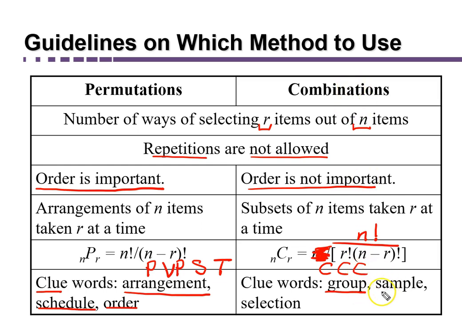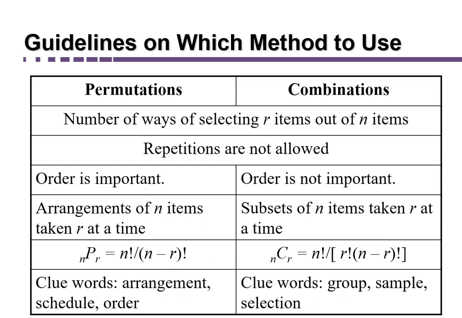If you have a sample of something, is order important? No. Selecting something, selection, order not important. So again, you have this to look at, and then with study, you'll hopefully be able to apply the correct value for permutation or combination as you do your formulas. And again, you'll be using your calculator for much of this.